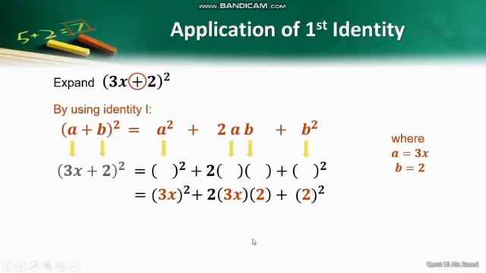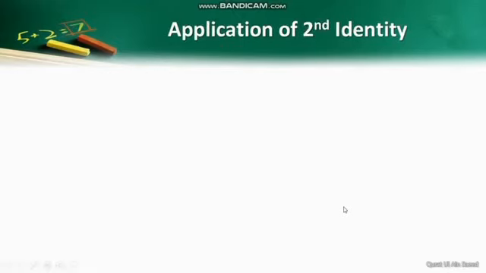That means you have to take the square of this 3 as well. So you get 9x squared plus 12x plus 4. This is the final step of expansion. Now let's take another example of application of identities.